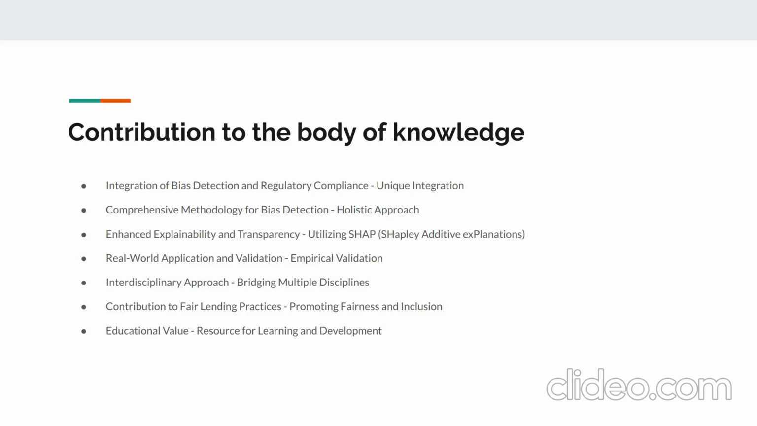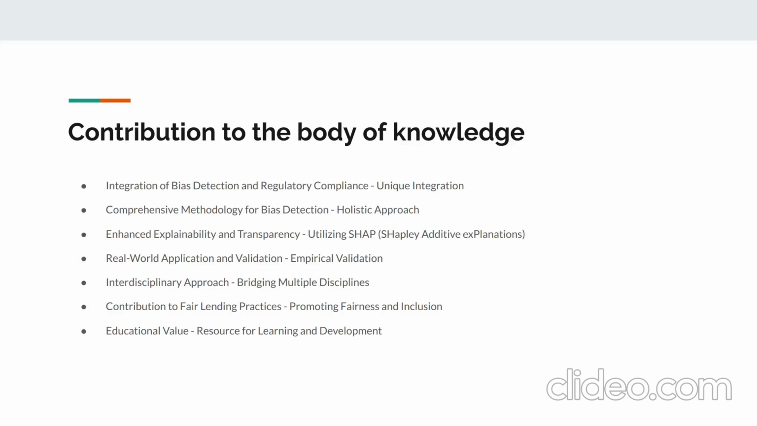While existing tools and research primarily focus on either bias detection or compliance, this tool bridges the gap by embedding compliance checks within the bias detection process. This ensures that the tool not only identifies biases but also aligns with regulations such as the General Data Protection Regulation (GDPR), the Fair Housing Act (FHA), and the Equal Credit Opportunity Act (ECOA).